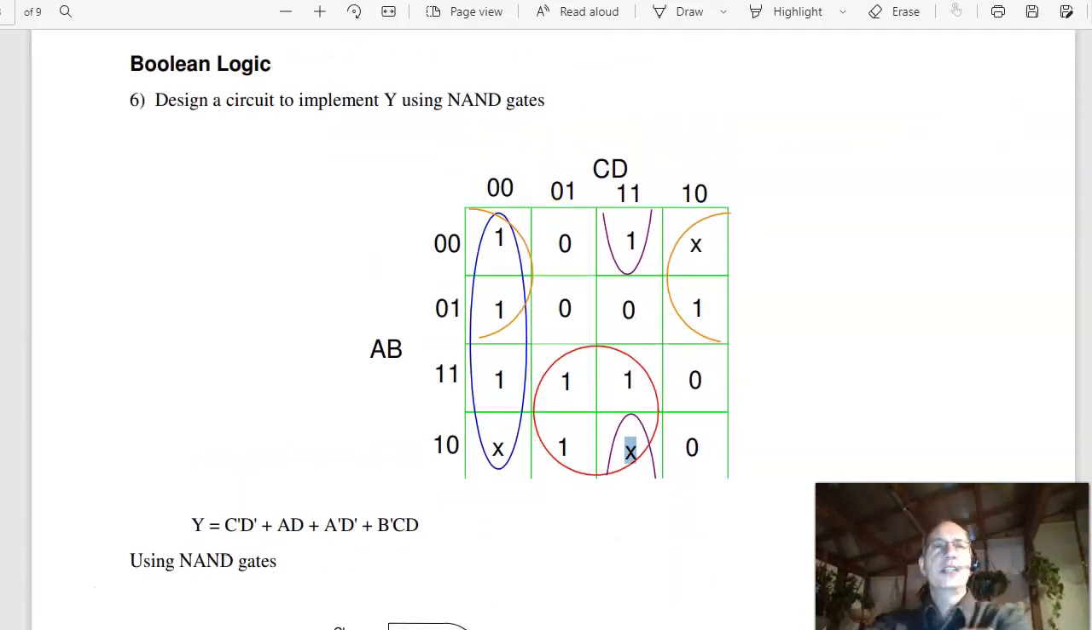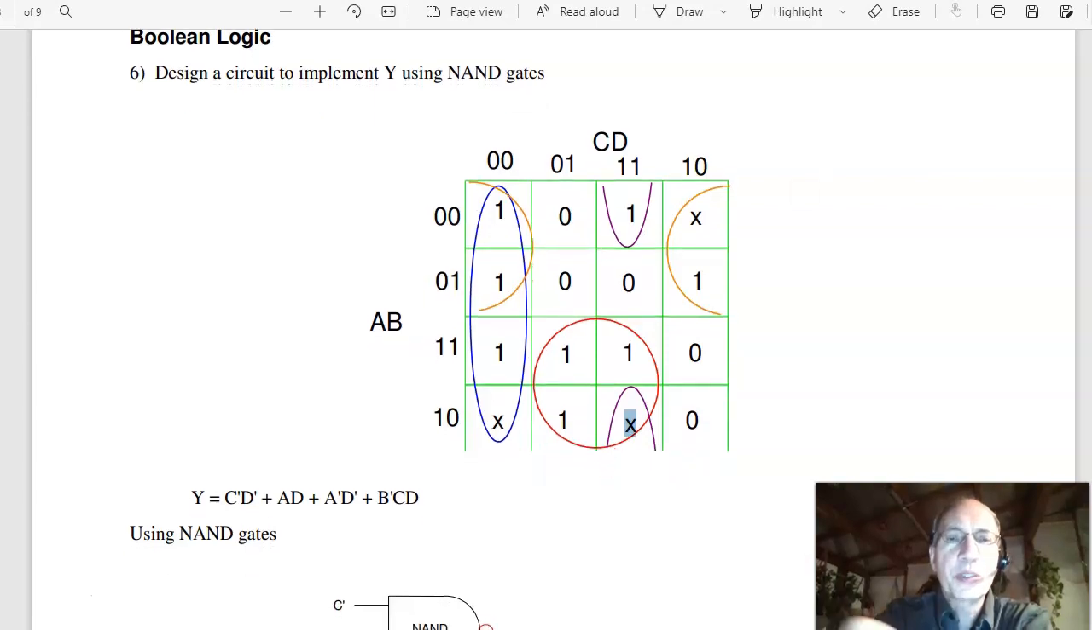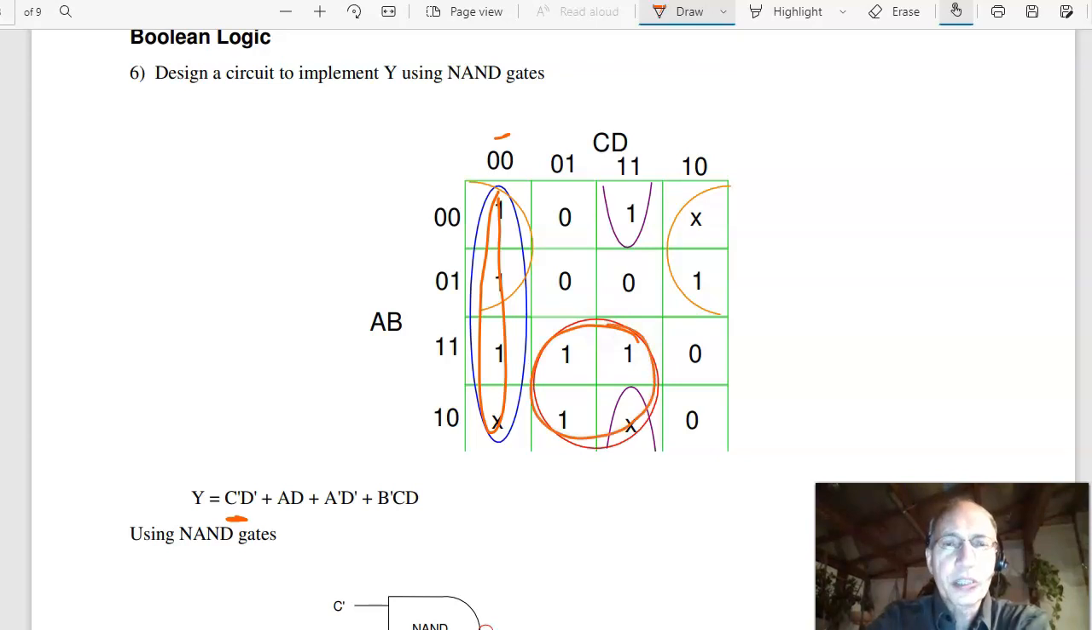Implement this logic using NAND gates. With NAND gates, you circle the ones. There are a couple of ways to do that. I can circle this group of ones. I want to do powers of 2. That gives me this one right here. That's C bar D bar. The next one would be the red ones right here. That's A, D. The next one is these. That's A bar, D bar. It's getting kind of messy. And the last one would be the purple ones. That is B bar, C, D.